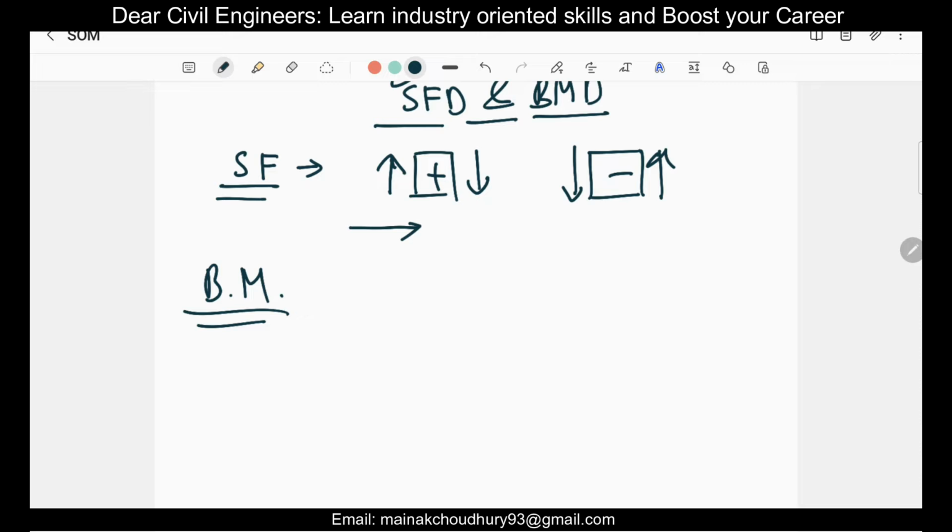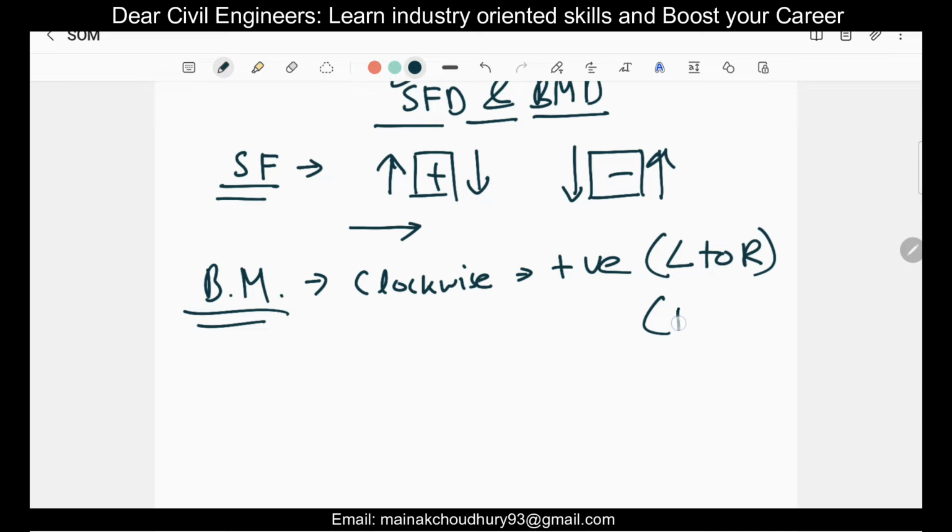When you're going from left to right of a beam, clockwise is positive. When you are going from right to left of a particular beam, L to R means left to right, and R to L means right to left, anti-clockwise is positive. I'll just write this: anti-clockwise is positive.